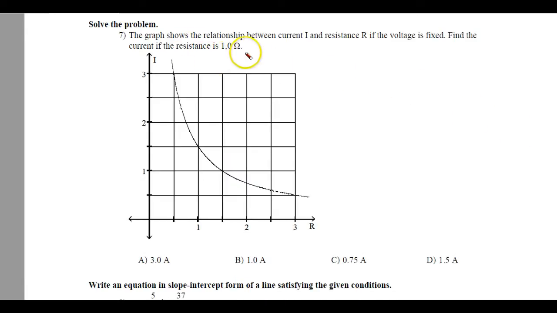Looking at number 7, again, this is sort of an easy one. We have current, I, and resistance, R. Find the current if the resistance is 1. So we go to resistance 1 up here, and we find that our current is 1.5, which is letter D.